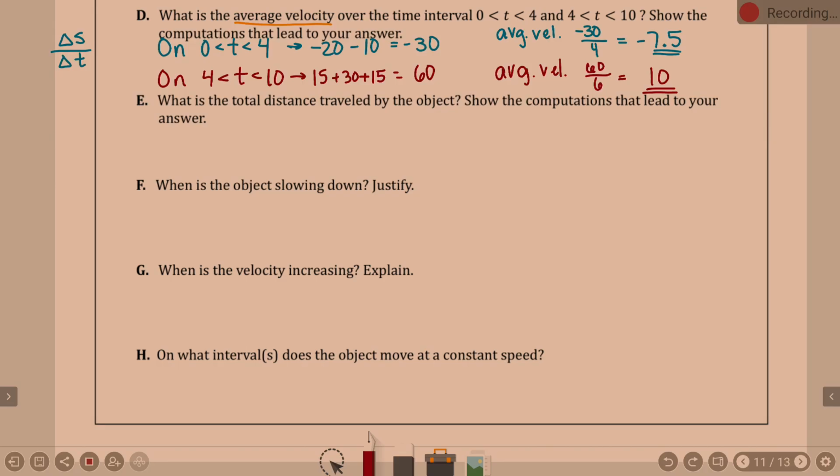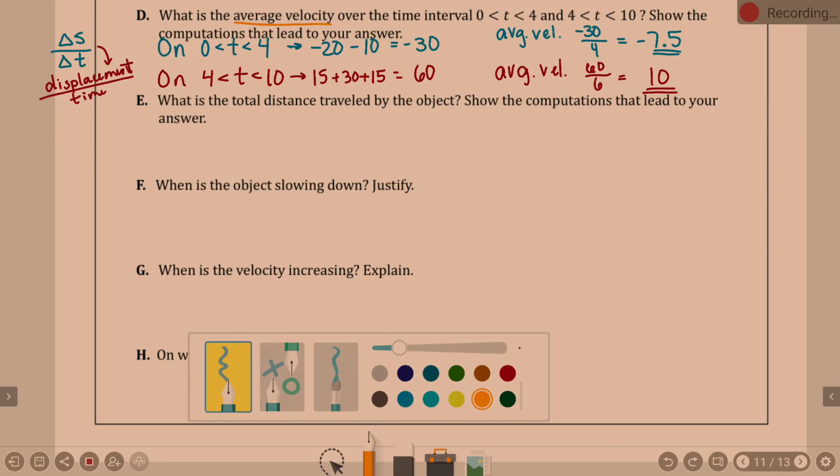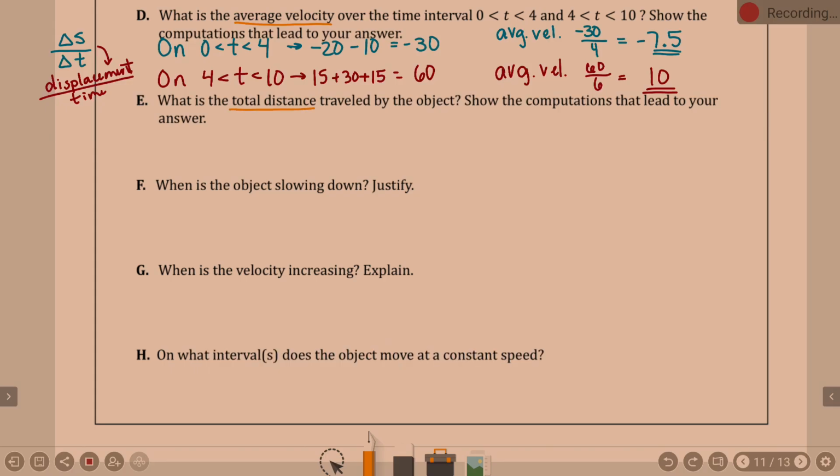Does total distance want everywhere it's gone, or the displacement? No, total distance is total distance. So it would be 90. I do actually have 90 units on this one.